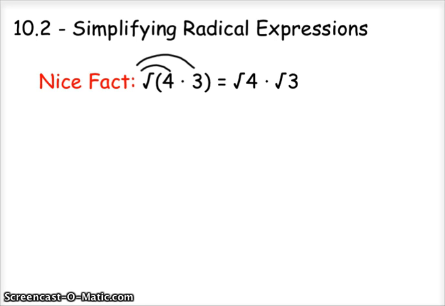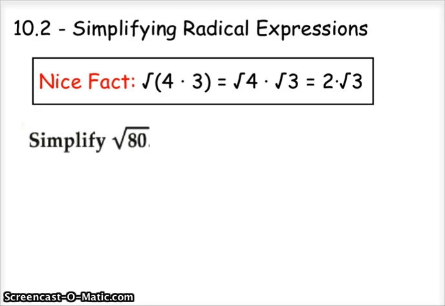And so in this case, the square root of 4 would be 2, and so I can simplify this down to 2 times the square root of 3. So that's our nice fact: we can take factors or split up a radical inside and then apply the square root to both terms. So we're going to use that to help us simplify radical expressions.